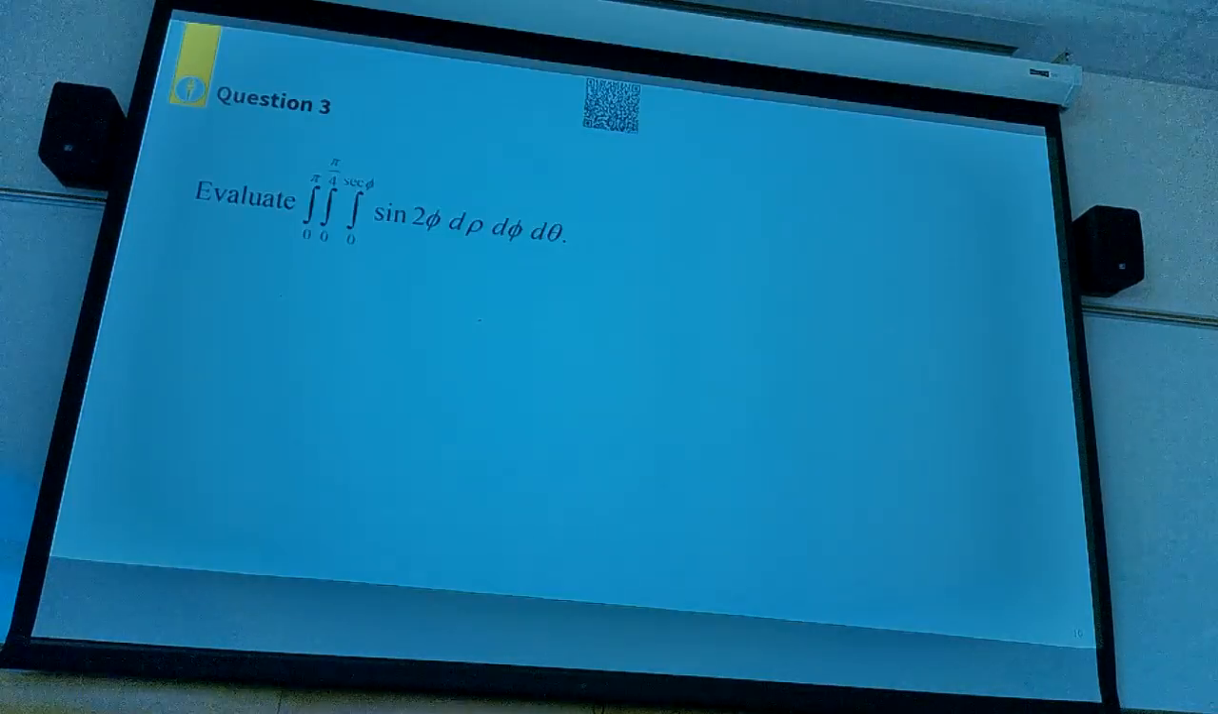Well, there's a bit of good news though. None of your bounds depend on theta. Right, but rho depends on phi, which means you have to integrate rho first before phi. But theta can be done whenever we want. Is there a theta in the integrand? No.